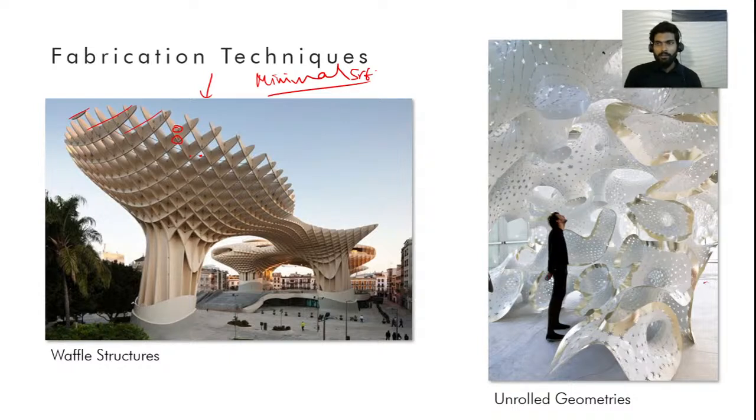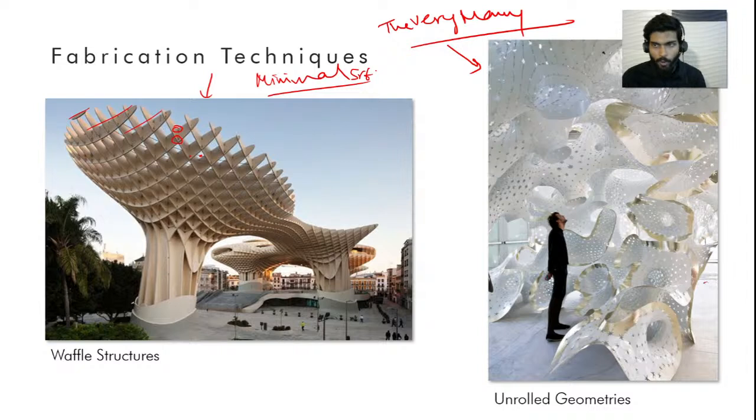And the thing that you see on the right is designed by the Very Many. If you have never checked the works of the Very Many, I would encourage you to explore it. These are unrolled geometries. This is again a minimal surface, but it is a very complex looking minimal surface, right? This is an art installation, and the thickness of this material is less than 0.1 mm, less than the thickness of your debit card. And it is a very sane structure.